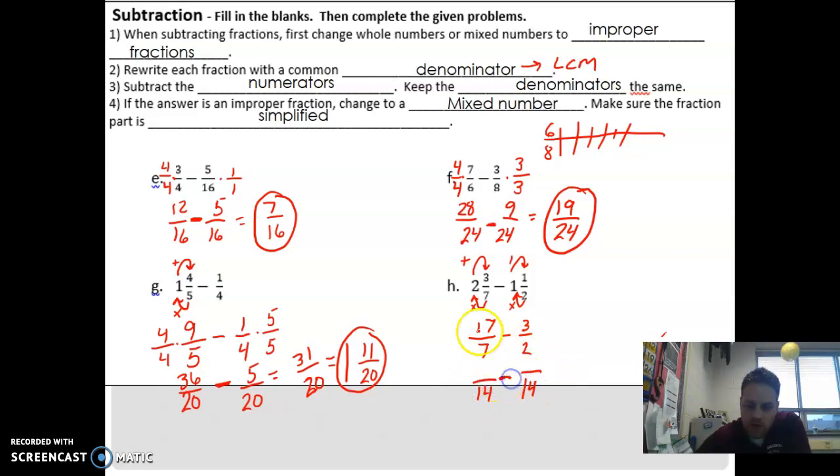I'm subtracting. 7 times 2 is 14, so I'm going to do 2 over 2 because that's equivalent to 1. It doesn't change the actual value of this. 2 times 17 is 34. 3 times 7 is 21. Because I'm going to subtract, 34 minus 21 is 13, and the denominator is going to stay 14.